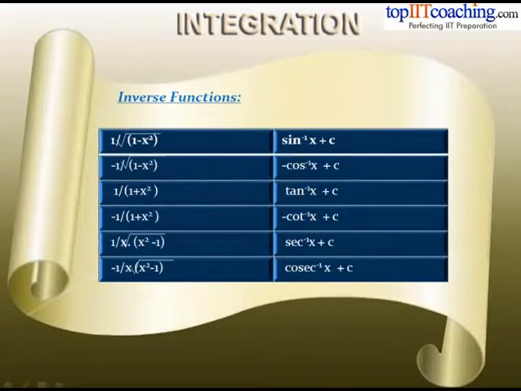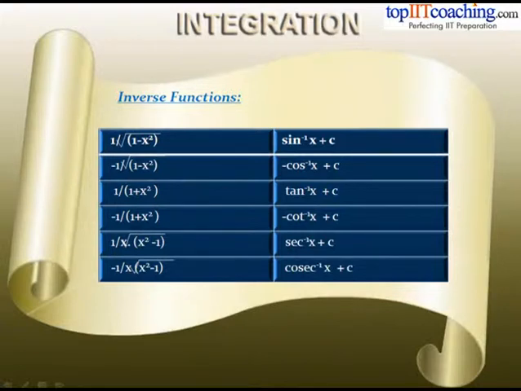Now let us try to see the integrals of some inverse functions. The integral of 1 by under root of 1 minus x square is sin inverse x plus c. The integral of minus 1 by under root of 1 minus x square is minus of cos inverse x plus c. The integral of 1 by 1 plus x square is tan inverse x plus c. The integral of minus 1 by 1 plus x square is minus of cot inverse x plus c.